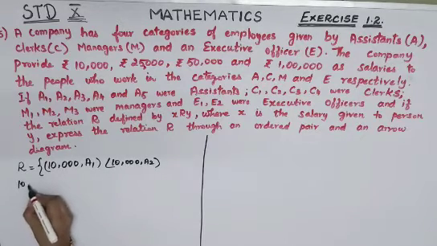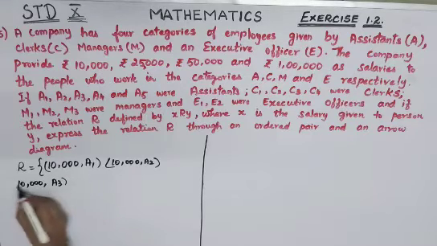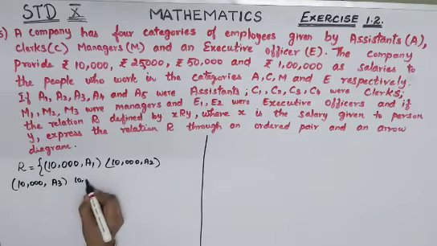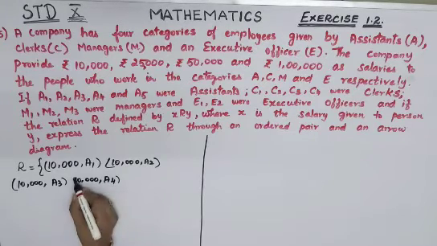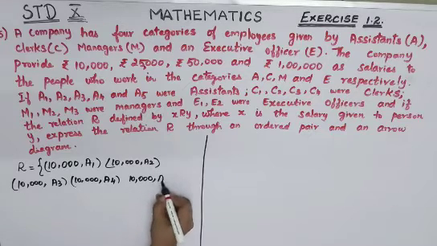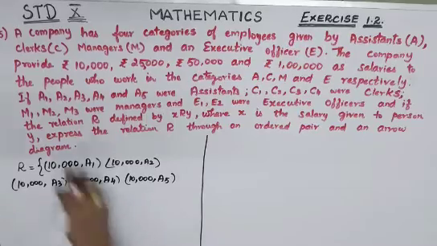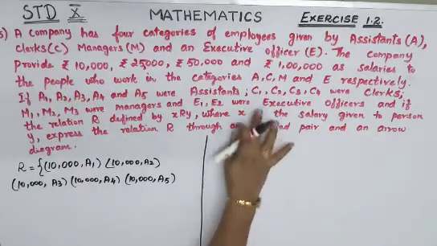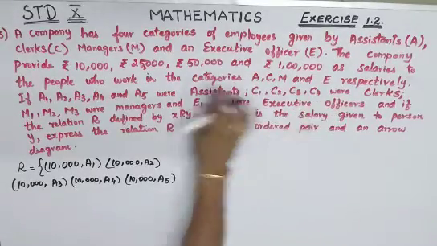Then 10,000, A3. 10,000, comma A4. 10,000, comma A5. So we have just finished assistants. Then we'll have to go to clerks. See how many clerks are there. C1, C2, C3, C4. The salary of clerk is 25,000.